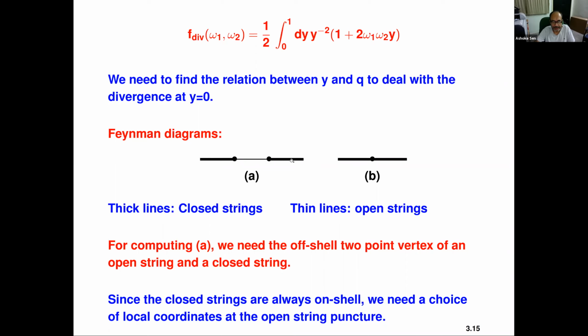Now it's clear from this that if you want to compute this diagram, and that's where the singularity is going to come from, we need the off-shell 2-point vertex of an open string and a closed string. Closed strings are of course always on-shell, but we need an off-shell vertex for the open string, and that basically means that you have to make a choice of local coordinates at the open string puncture. So this is what we'll do now. The final result, at least for this amplitude, will of course depend on the choice of local coordinates at the open string puncture. Are there any questions?